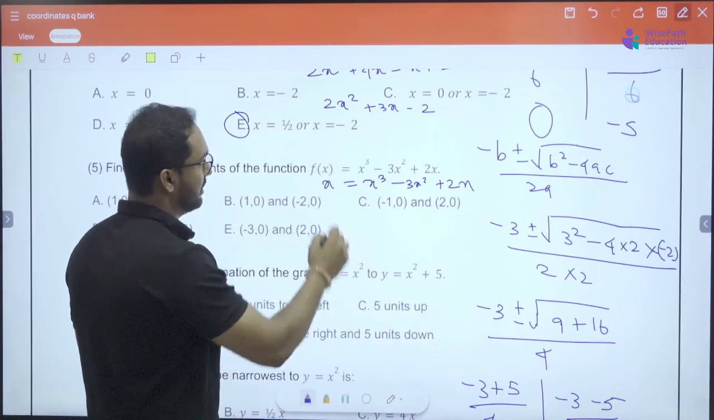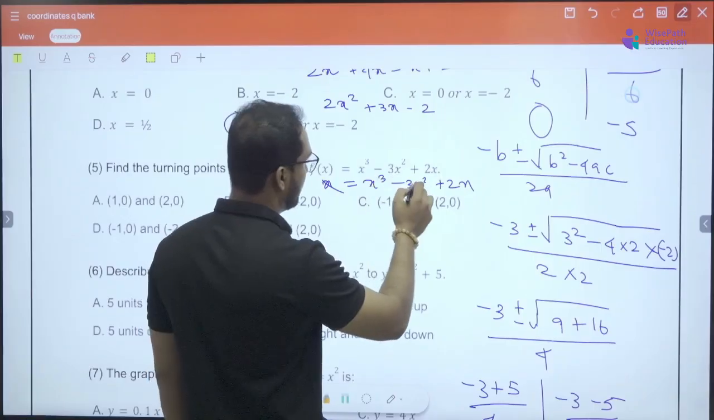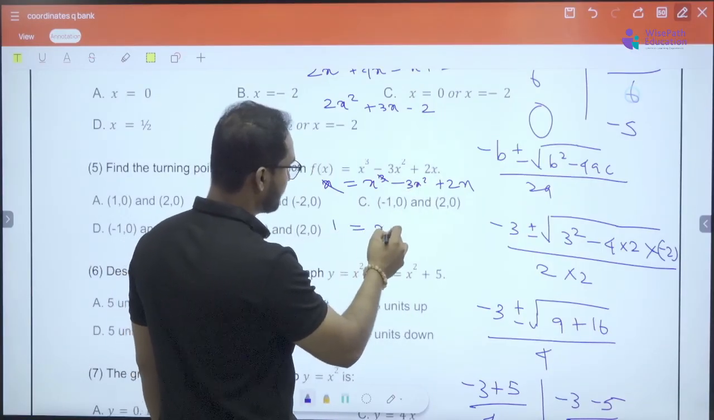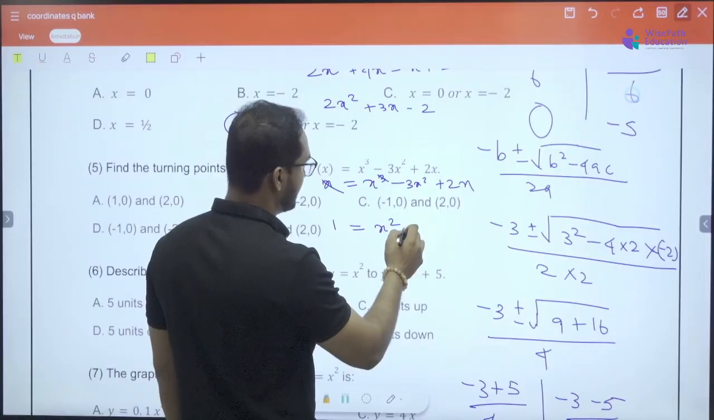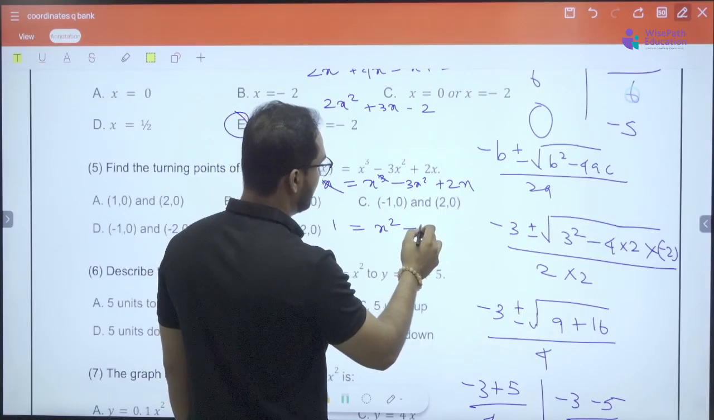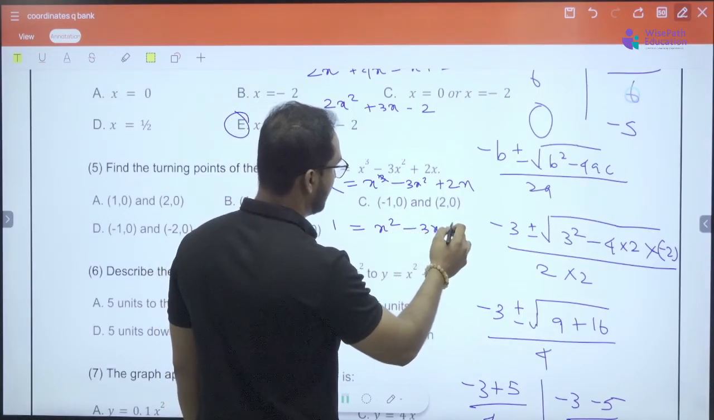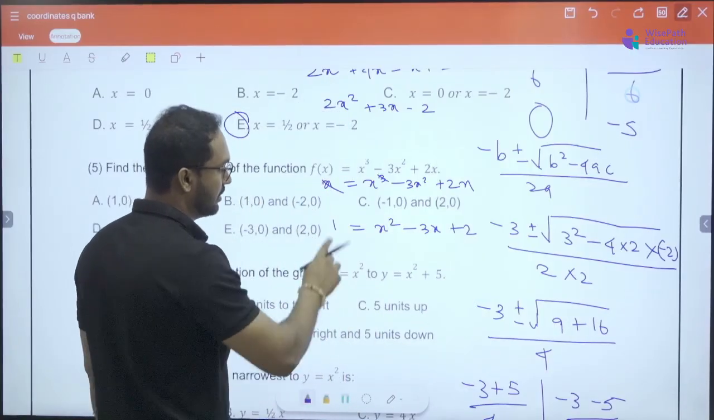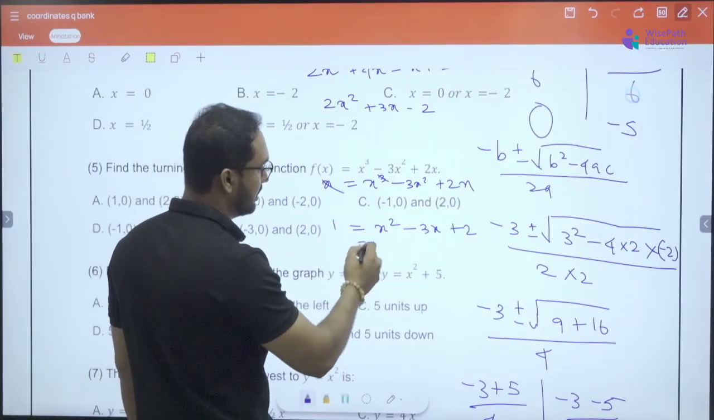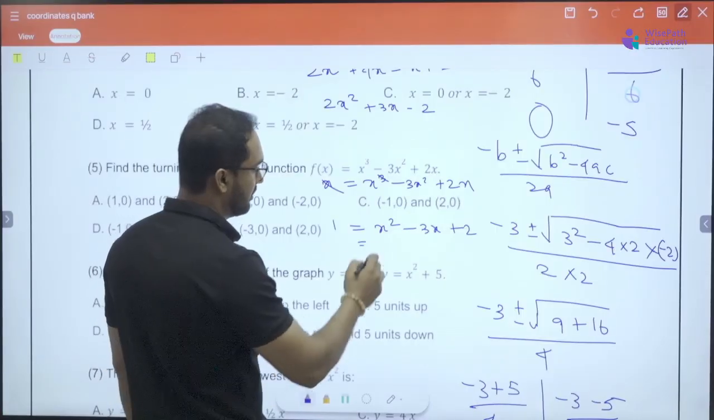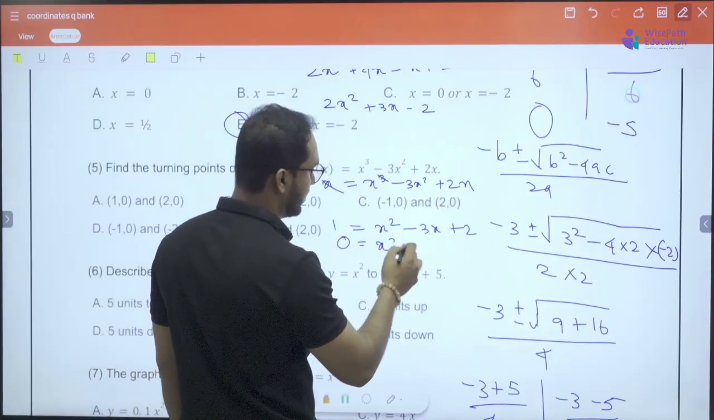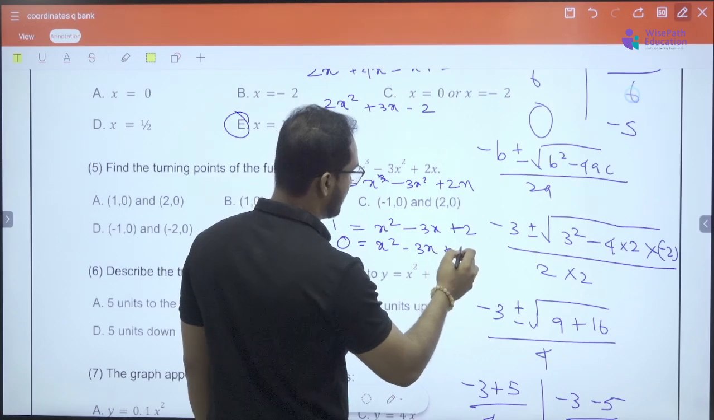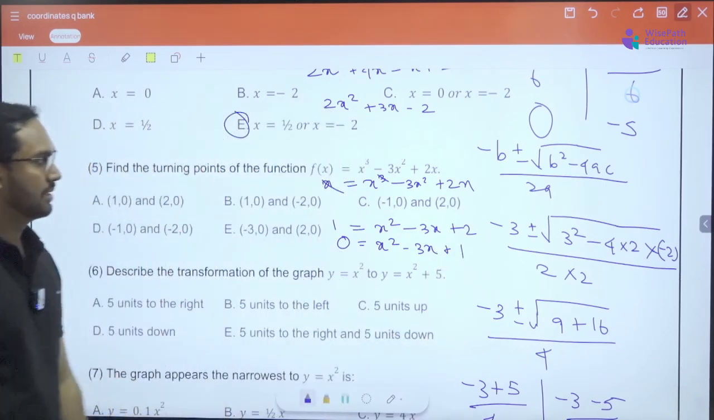ආ මේක x වලින් divide කරන් ගියොත් එතකොට එනවා මොකද්ද? 1 equals x square minus 3x plus 2 කියලා. එතන මේක 0 කරගත්තොත් මේක +1 එහා පැත්තට යනකොට -1 වෙනවා. එතකොට එනවා 0 equals x square minus 3x plus 1 කියලා equation එක.